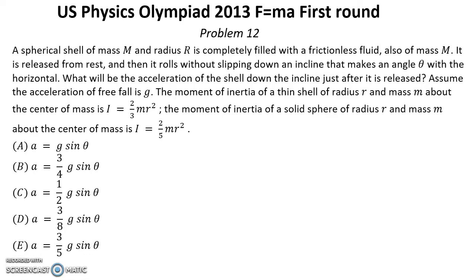The moment of inertia of a thin shell of radius r and mass m about the center of mass is I equals 2/3 m r squared. The moment of inertia of a solid sphere of radius r and mass m about the center of mass is I equals 2/5 m r squared. Solution. Here we can use an energy approach.